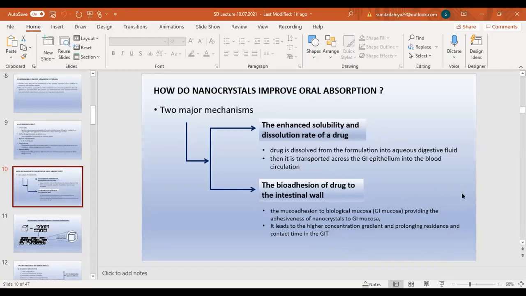Now, the drug is dissolved from the formulation into aqueous digestive fluid, right? When we swallow the dosage form, it will first be exposed to the digestive fluid, and then it is transported across the gastrointestinal epithelium into the blood circulation. It doesn't directly affect the permeability, but it will improve the bioadhesion of the drug particles to the intestinal wall. We will see one by one what the mechanism is behind the enhanced solubility and the enhanced bioadhesion of the nanocrystals.